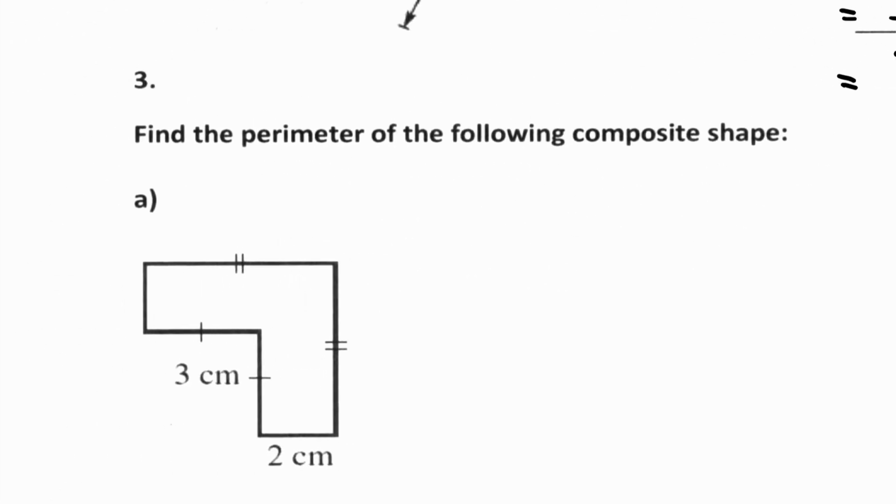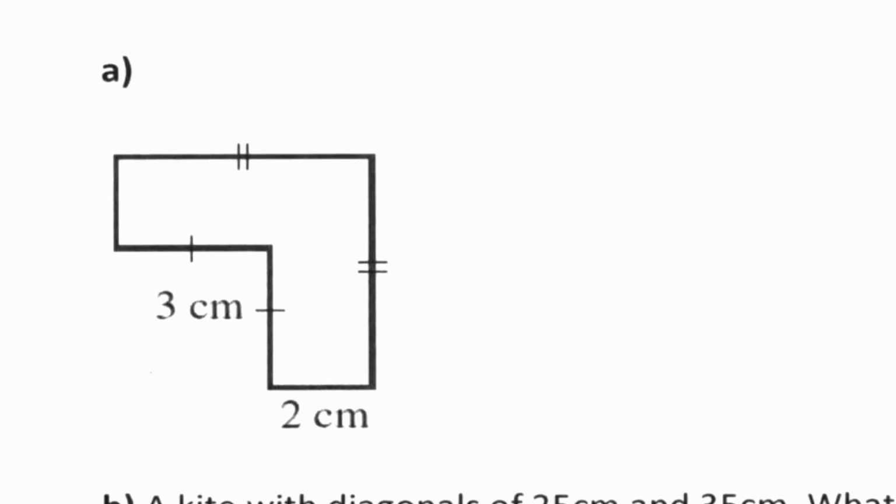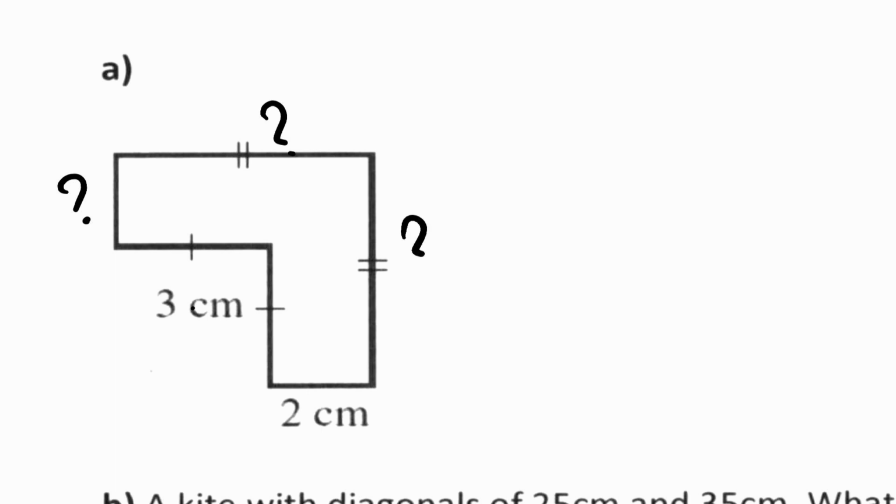Okay, find the perimeter of the following composite shape. So we've got a few sides that haven't been given to us. We've been given this side here at the bottom, and we've been given these two sides. We've been told that they're both 3. But we haven't been given this side or the top side or the side over on the right. So we've got 3 sides that are currently unknown. So the first thing to do is to figure those out.